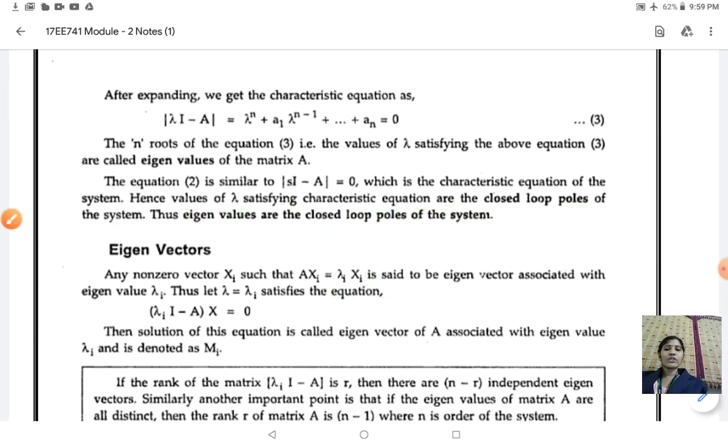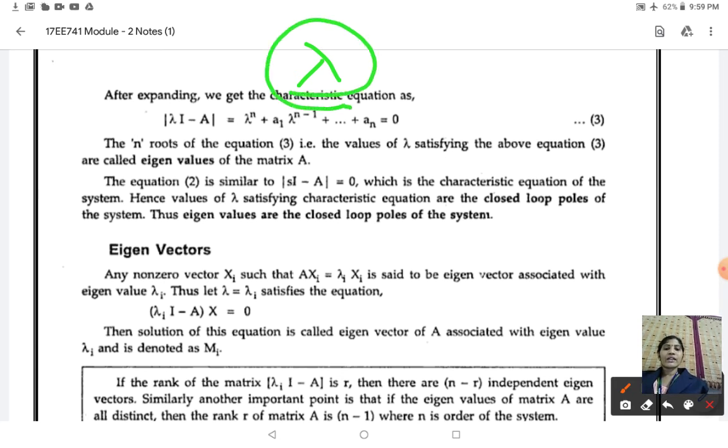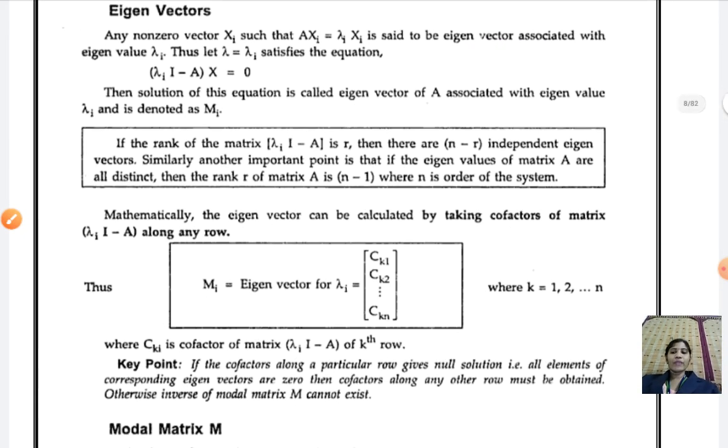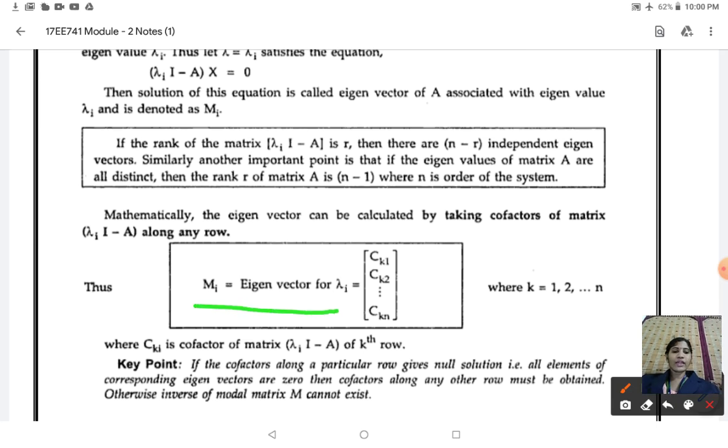So whatever values of lambda you are identifying, it is the eigenvalue that satisfies the closed loop poles of the system. Thus the eigenvalues, or the closed loop poles, will define the stability of the complete system. This is how you need to identify the eigenvalues, and the eigenvector is represented with M1, M2, M3. So Mi is the representation of the eigenvector. The eigenvector for lambda i is written as Ck1, Ck2, Ck3. C stands for the cofactor matrix, and the value of k ranges from 1 to n.